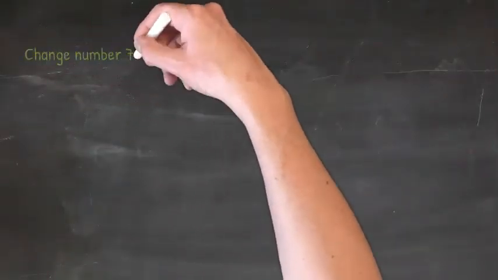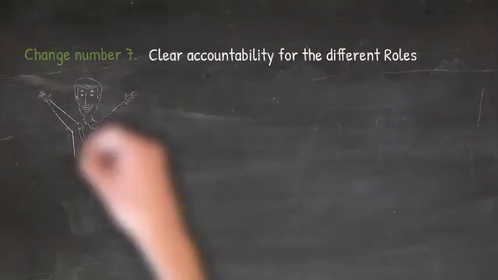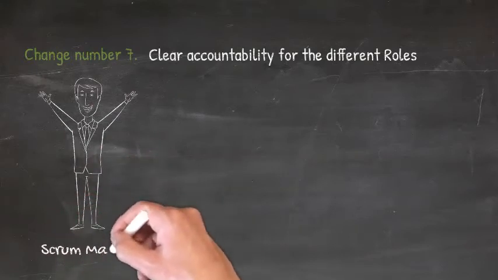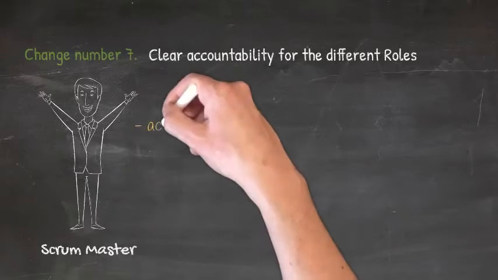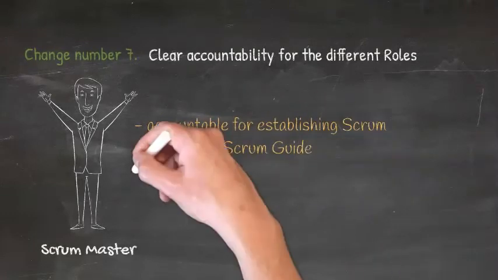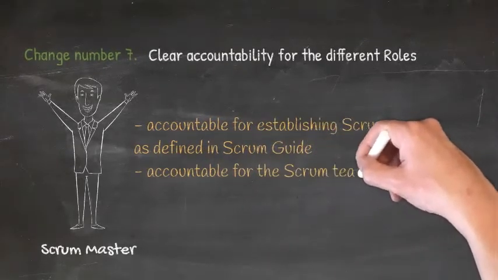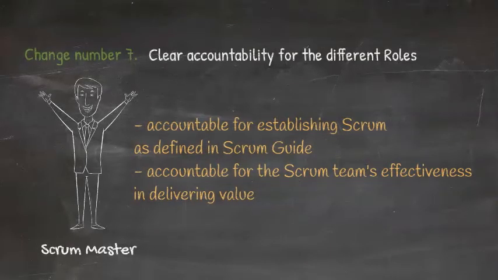Change number 7. Clear accountability for the different roles. There is clear accountability for the product owner, developers, and especially for the Scrum Master. This update is important because we usually face many questions from the management about the accountability of the Scrum Master. In Scrum Guide 2020, the Scrum Master is accountable for establishing Scrum as defined in the Scrum Guide, and what is even more important, the Scrum Master is also accountable for the Scrum team's effectiveness in delivering value. If the Scrum team is not effective in delivering value to customers, we can say that the Scrum Master has not done a great job.